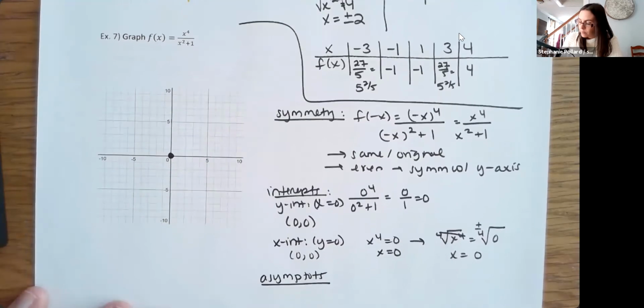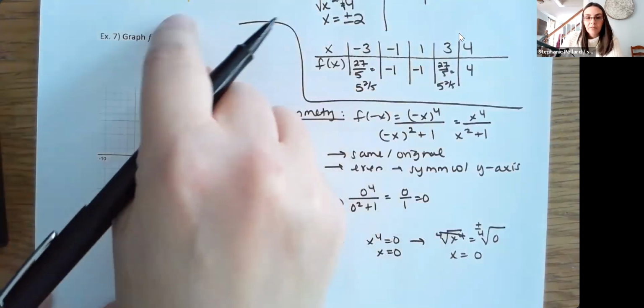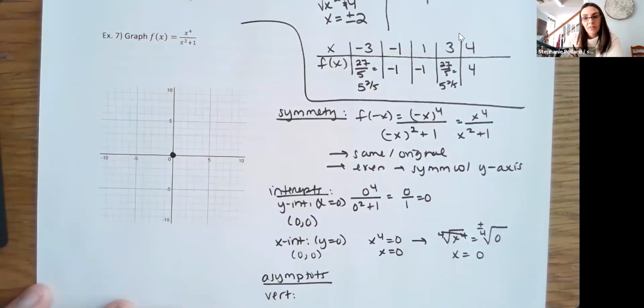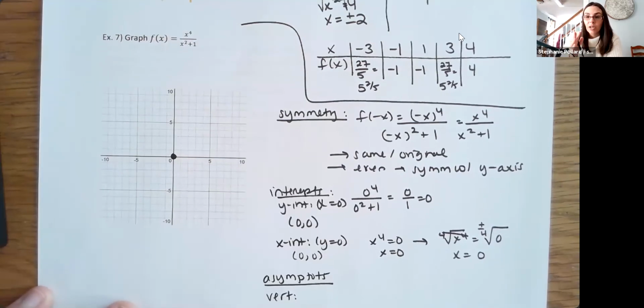Next, I check for asymptotes. So I start with vertical first. Make sure that this is simplified before you go into anything with asymptotes. Remember, if it's not simplified, then your denominator will just be a hole instead of an asymptote if there is a value where it's 0. So you want to double check that.